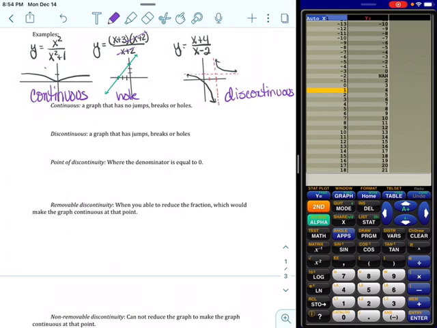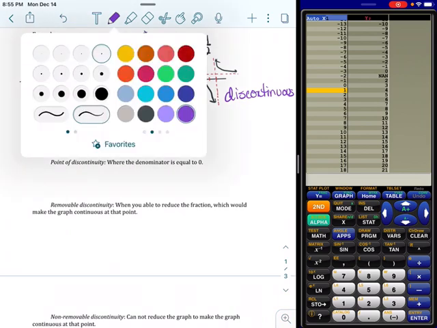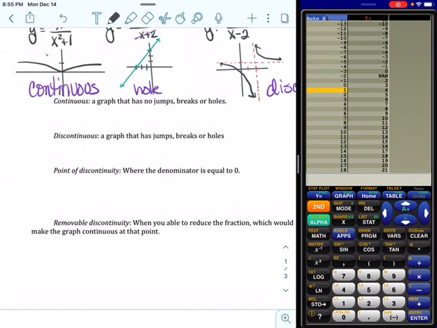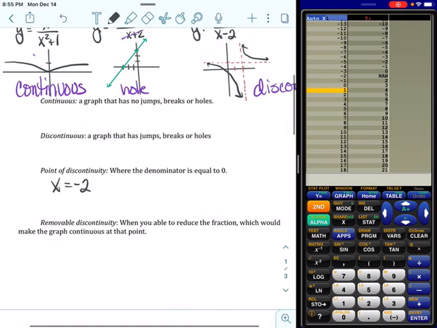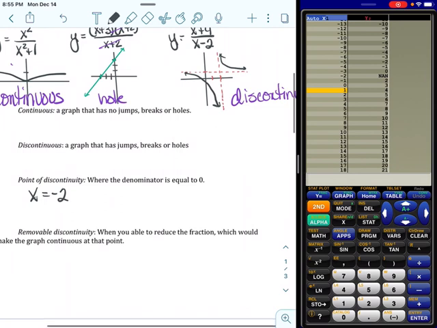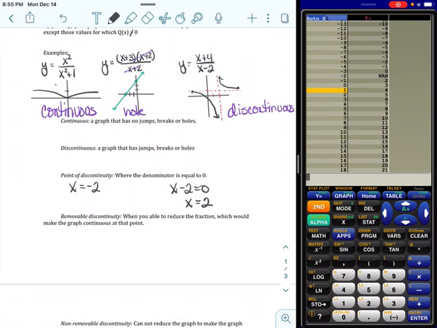The second and the third have points of discontinuity. The first one would have a point of discontinuity at -2. And again, that's where my denominator would equal 0. And the second one, I'd have a point of discontinuity at 2. And look at that, that's where our asymptote would be. Okay? So it's all about where x can't be. Think of it that way.